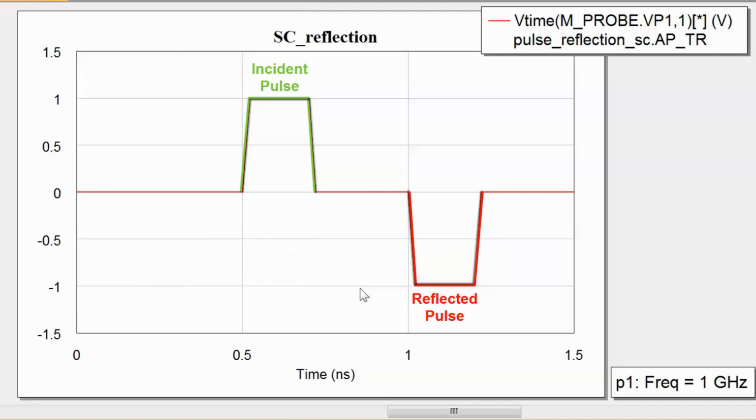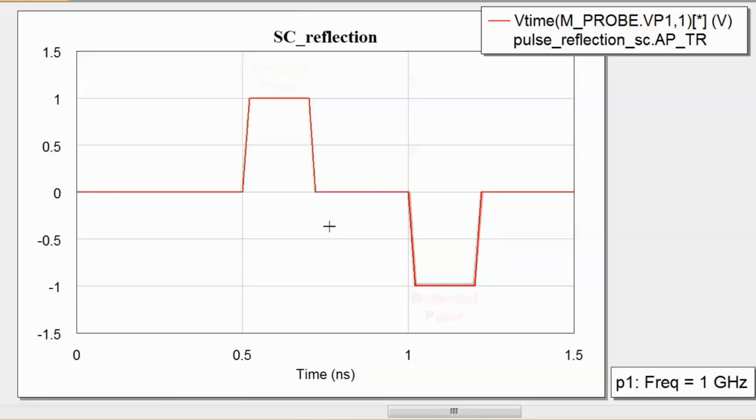Now remember that when you have a short circuit, as we have seen in the manual, the polarity of the voltage is inverted. However, the amplitude is the same, because the voltage gets reflected in its entirety in terms of amplitude, just as it did in the case of an open circuit. Yet again, we could work out the length of the line by using the markers as we did before.